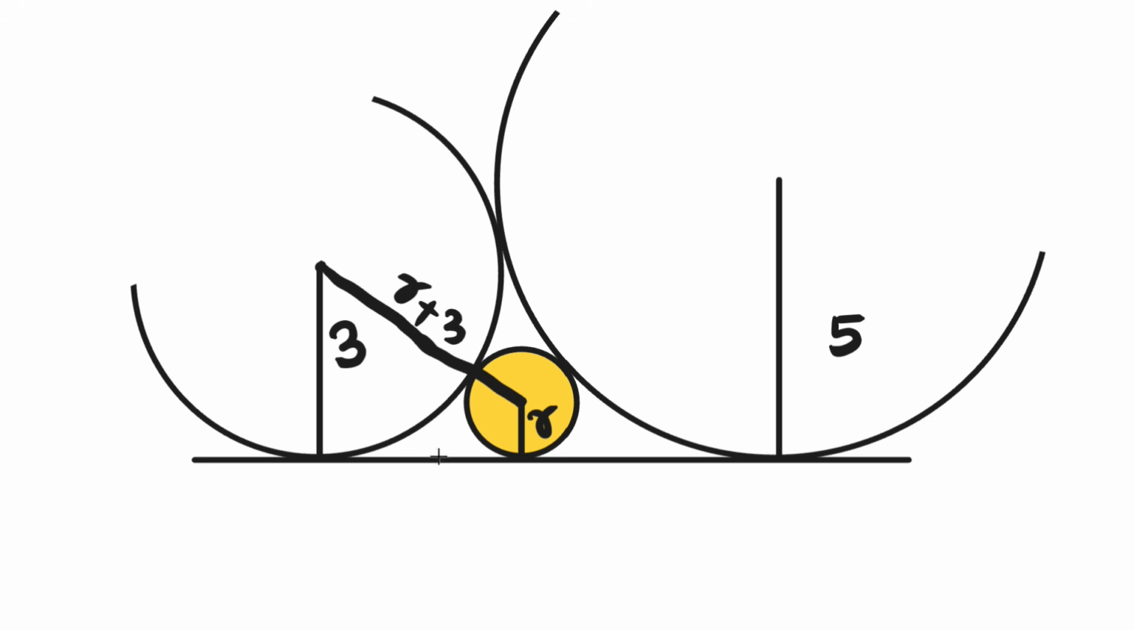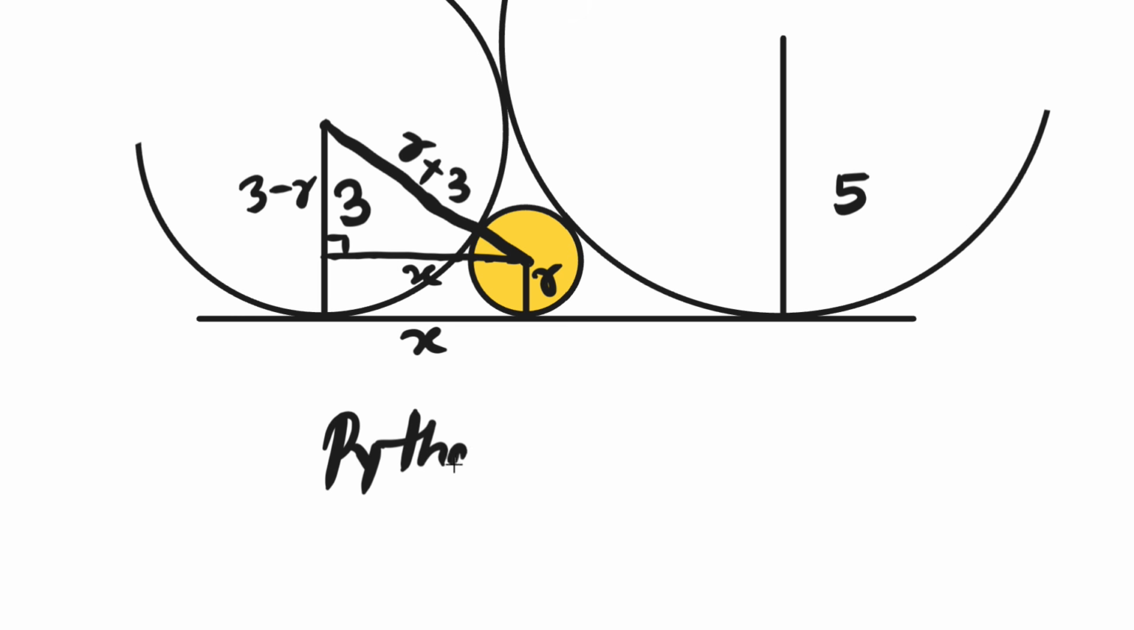Next, imagine the perpendicular distance between the two centers. Because both circles are sitting on the same horizontal line, their center heights are determined directly by their radii. The center of the large left circle is 3 units above the line, while the center of the small circle is r units above the line. Therefore, the vertical difference between their centers is 3 minus r. Let the horizontal distance between these two centers be x.